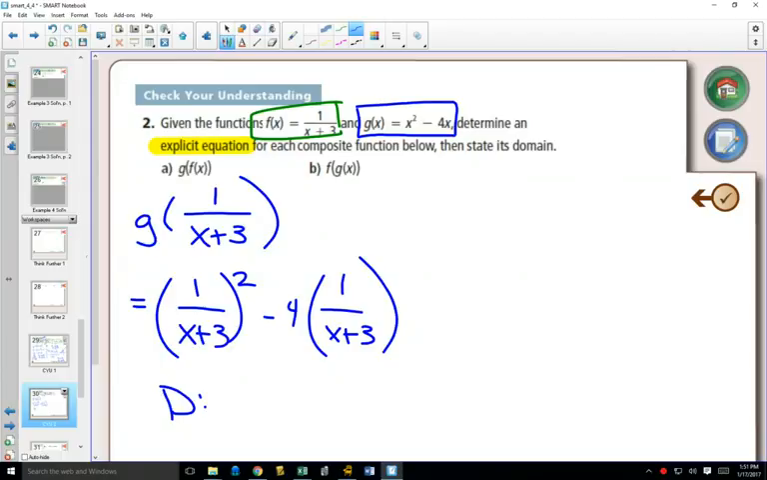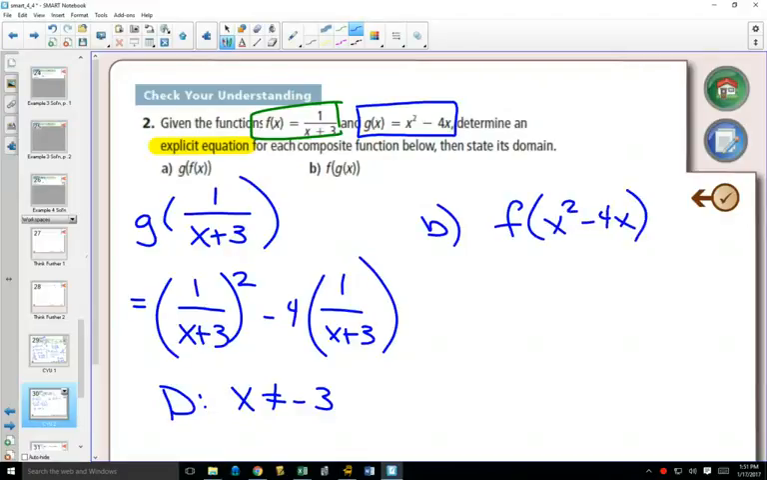So in this situation, are there any non-permissible values? Yes. X can't equal negative 3. Everything else is fine. In B, f of g of x, well, g of x is x squared minus 4x. And if we plug that in to f, we would have 1 over x squared minus 4x plus 3.